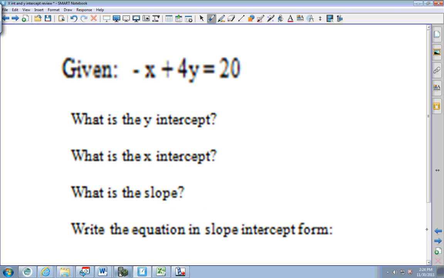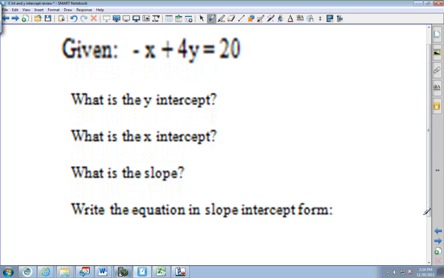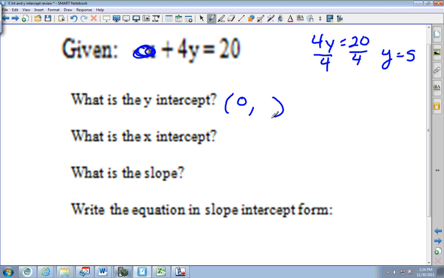Next problem. So right here you can try and pause the video and see if you can come up with it. Remember, the y-intercept means that the x number is 0. So I'm going to cover up the x, and I get 4y equals 20. I'm going to divide by 4. Y equals 5. So my y-intercept is (0, 5).